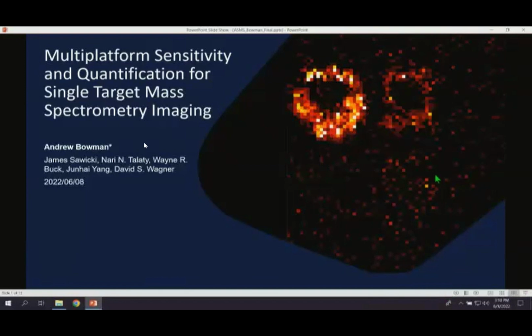This is the only mass spec image that I'm actually going to show in this entire talk. So for all those of you who are here for imaging, you're going to be disappointed.